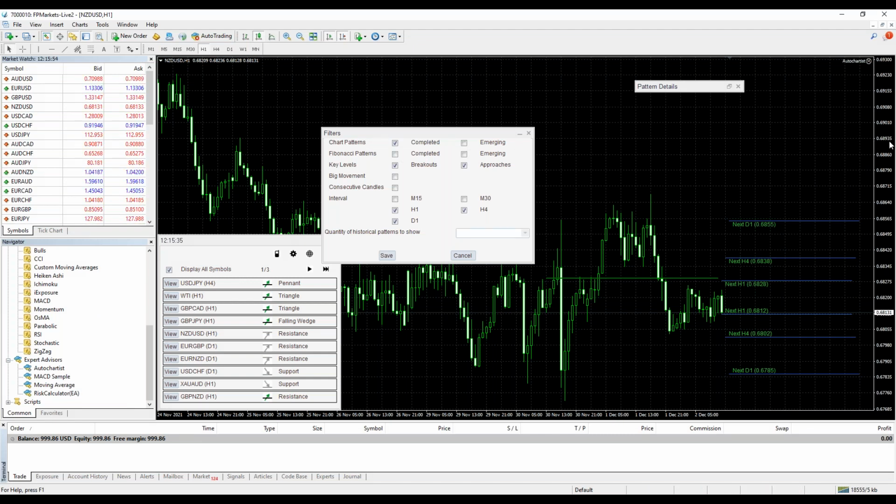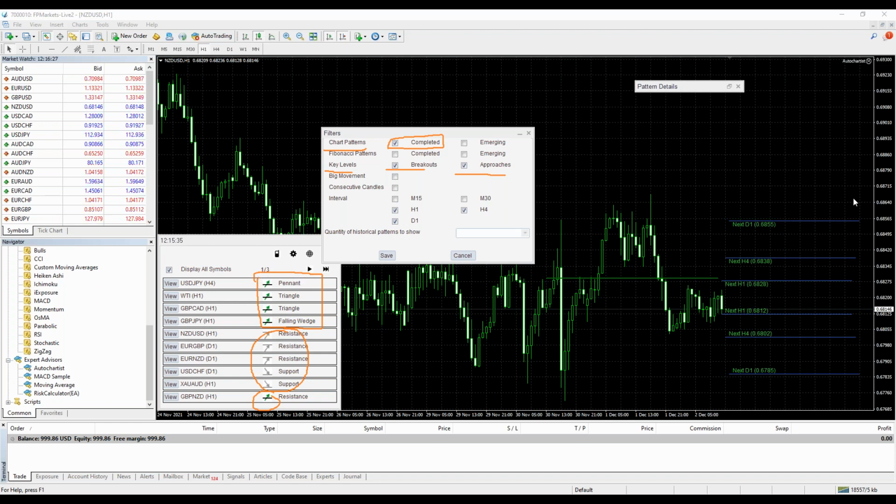So I want to highlight something for you back at the search screen. On chart patterns, I've only got this thing called completed, which is the same as what we call completed or breakout. But on key levels, we've got breakouts and approaches selected. This is why you can see these approaching opportunities on the key levels, and also a breakout opportunity on key levels, but there's nothing emerging on the chart patterns.